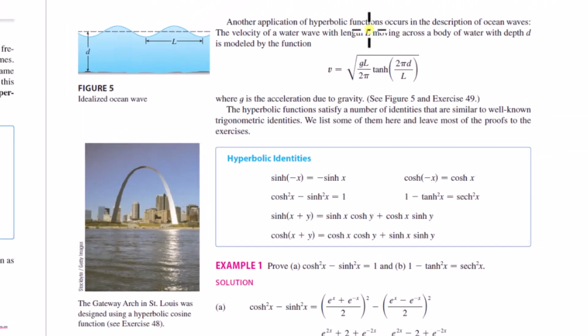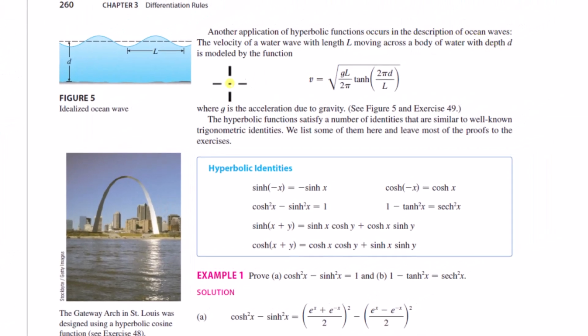Another application of hyperbolic functions occurs in the description of ocean waves. The velocity of a water wave with length L moving across a body of water with depth D is modeled by the function. So, okay, the velocity of this ocean wave is modeled using hyperbolic tangent. The velocity is a function of the wavelength, the depth of the ocean underneath, and g, which I'm assuming is the gravitational attraction of the Earth. Yeah, g is the acceleration due to gravity. The hyperbolic functions satisfy a number of identities that are similar to well-known trig identities.